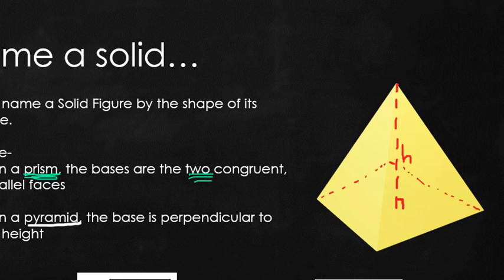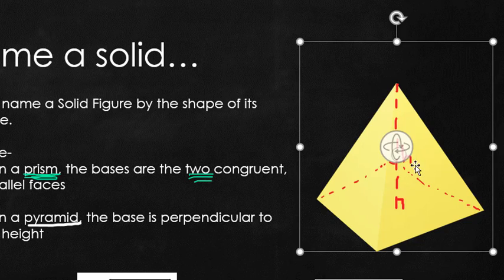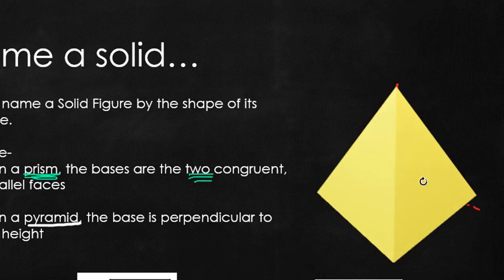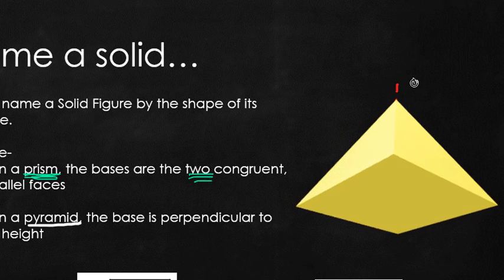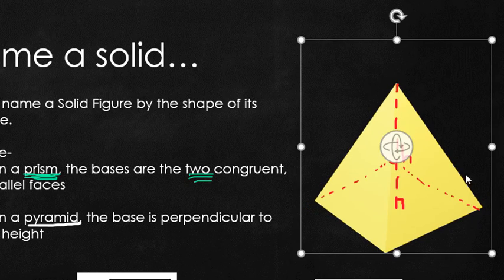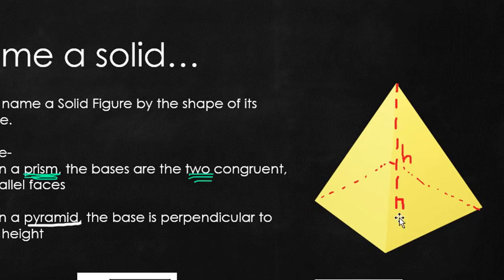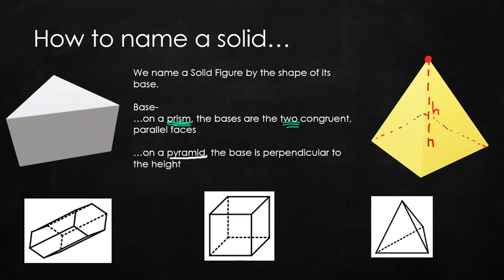But if we were to look at this, you can see that base. There's the base, and it would be perpendicular to the height. So you can see it there. And a pyramid has an apex, or it comes to one singular point at the top, and it comes to a vertex.